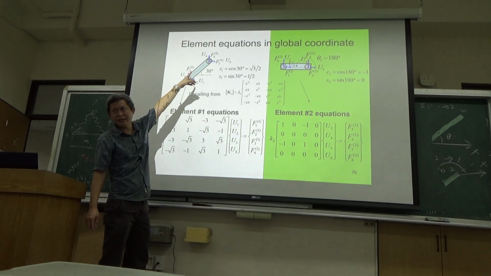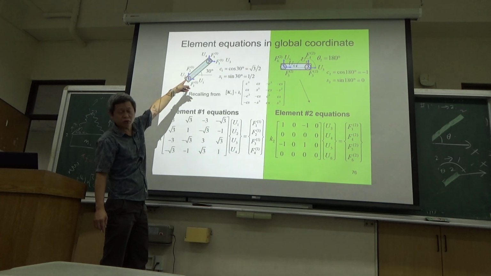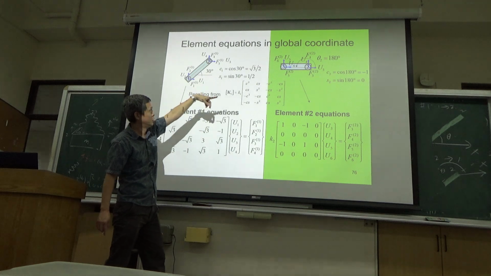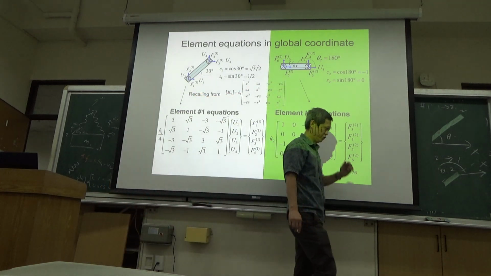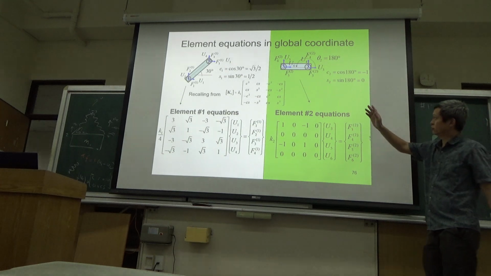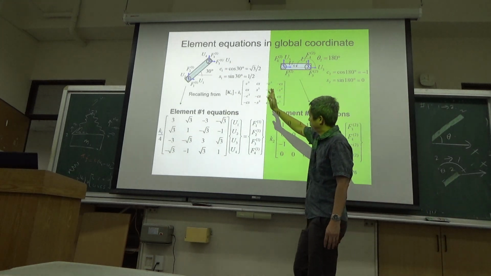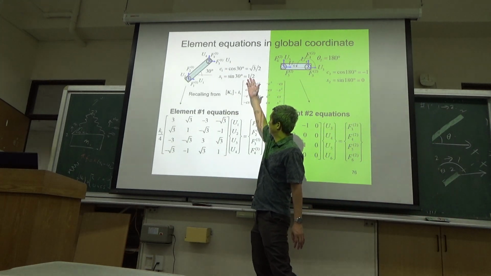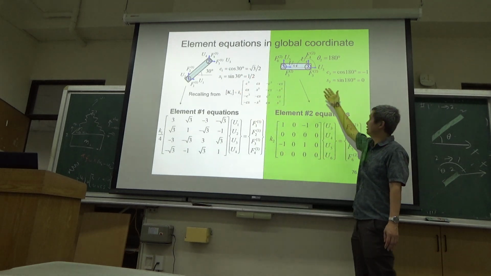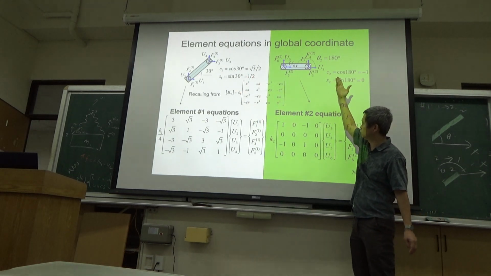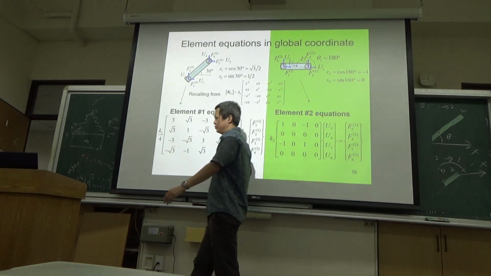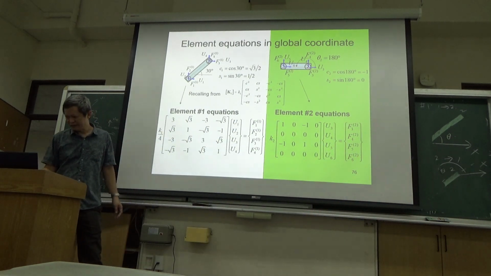But clearly you see that element 1 has a common node, that is node 2, shared with element 2. So if there is a force on node 2, it could be contributed by both elements: force contribution from element 1 and also force contribution from element 2. So when you do the summing, please do it right.